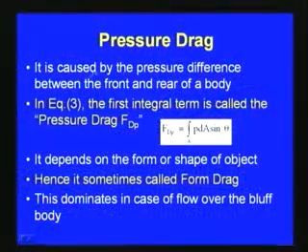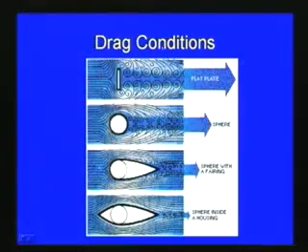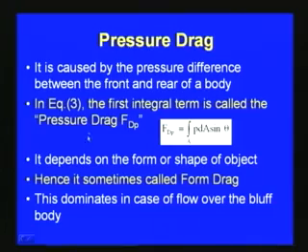First one is the pressure drag. The pressure drag is caused by the pressure difference between the front and rear of the body. As I mentioned, if the body is placed across the free stream velocity, then a pressure drag is created. So, in equation 3, the first integral term is called the pressure drag. F_dP is equal to integral P dA sin theta.